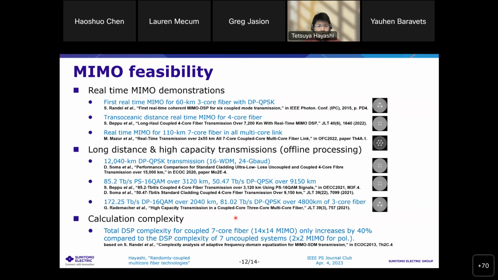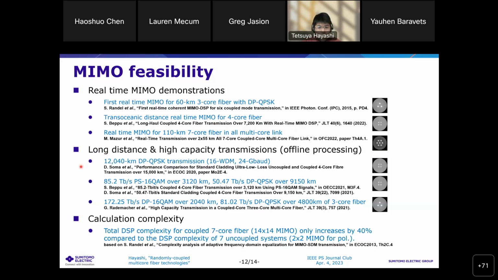Also, about the MIMO feasibility, there are many demonstrations from various research groups. For real-time MIMO demonstration, three-core fiber, four-core fiber, and seven-core fiber real-time MIMO transmission has been demonstrated. And for the four-core fiber, more than 7,000 kilometer transmission was achieved with a real-time MIMO DSP.